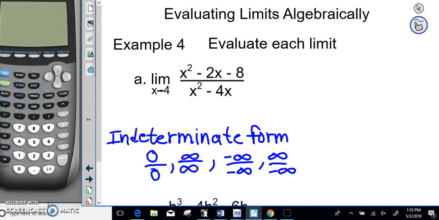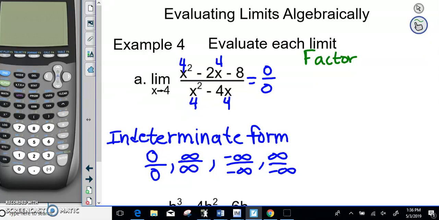Or in other words, factor. So if you go back in your calculator and put 4 in for x in each place here, if you work that out, you'll get 0 over 0, an indeterminate form, which we cannot have. So what we're going to have to do is factor our numerator and denominator, if possible, and see if we can get things to cancel out, and then work it out.